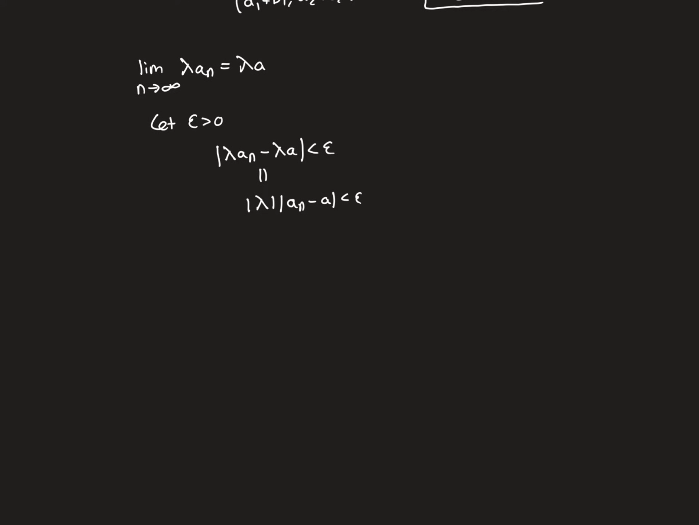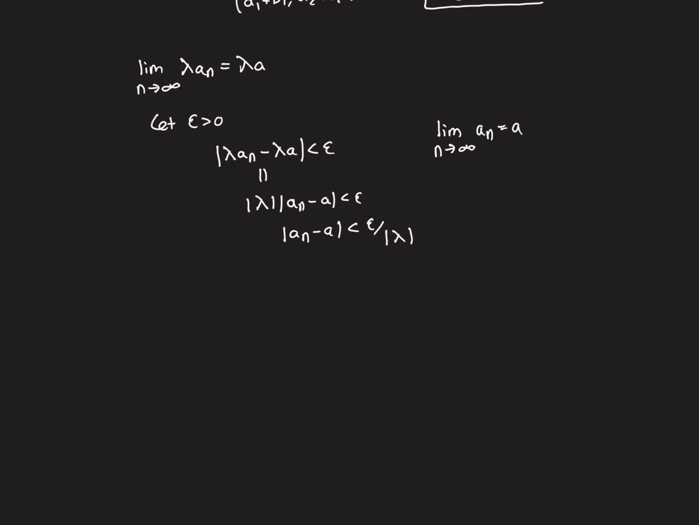Well, now this is easy, so we just need to find a big N such that mod of an minus a is less than epsilon over mod of lambda, it should be, not just lambda. So let me erase that, over mod of lambda. So of course you can do that because we know that the limit as n approaches infinity of an is equal to a. So just use now epsilon over mod of lambda, which is some tiny little number potentially. Use that as your epsilon in this definition.